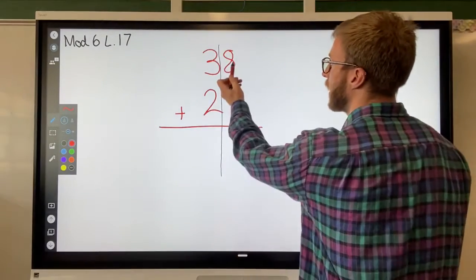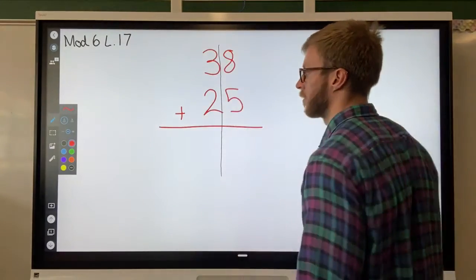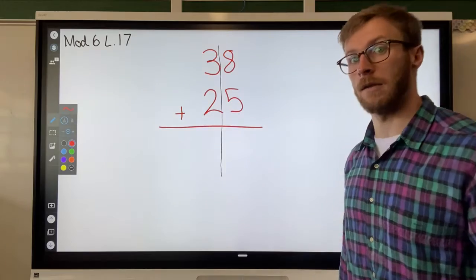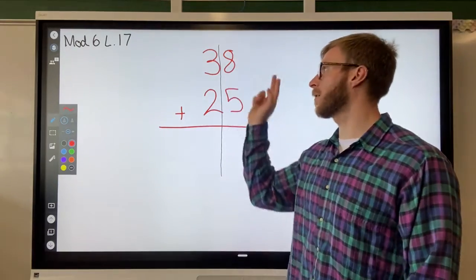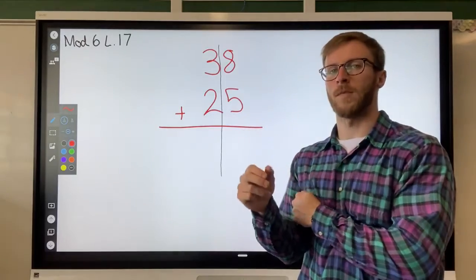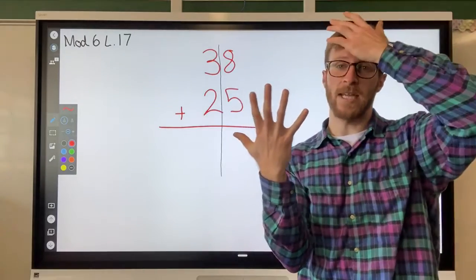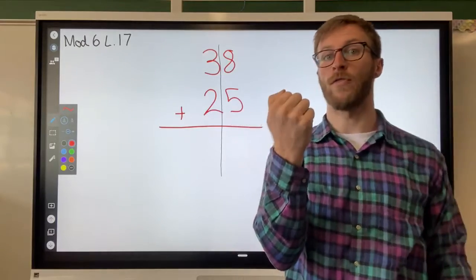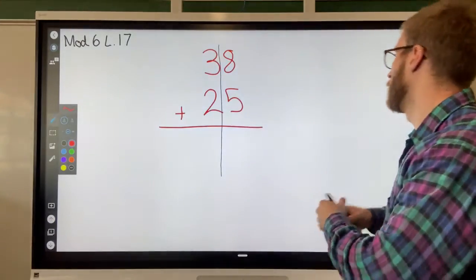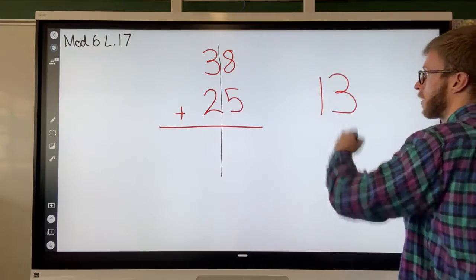So I have 8 plus 5. 8 plus 5, that's a lot. If you don't know that, let's count it out in our head. We're going to put 8 in our head and count on 5 more. So here's our 5. So we're going 8, 9, 10, 11, 12, 13. So our answer is 13.